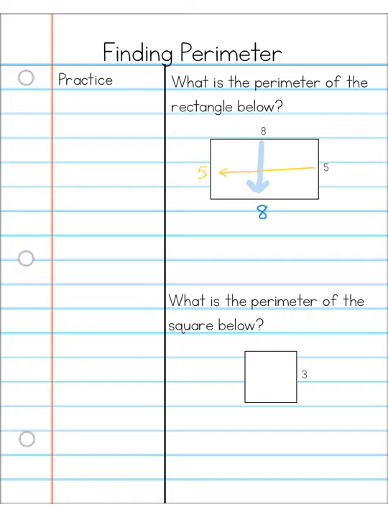Then I know that I have to add up all four sides, or use 2L plus 2W, or L plus W plus L plus W. So I'm going to add 8 plus 8 plus 5 plus 5, and that's going to give me the perimeter. I know that 8 plus 8 is 16, plus 5 would be 21, plus another 5 would be 26. Or you could have just said 16 plus 10. Either way, you would get 26 units as the perimeter.